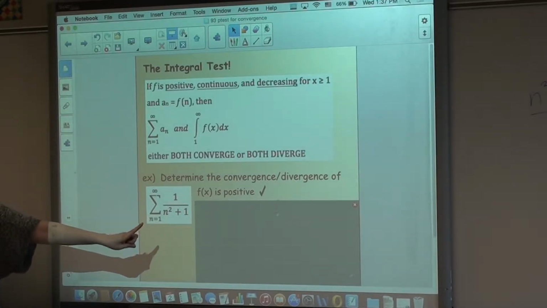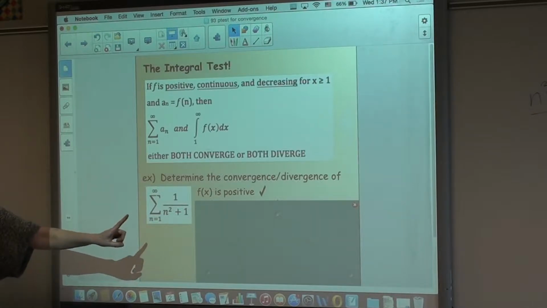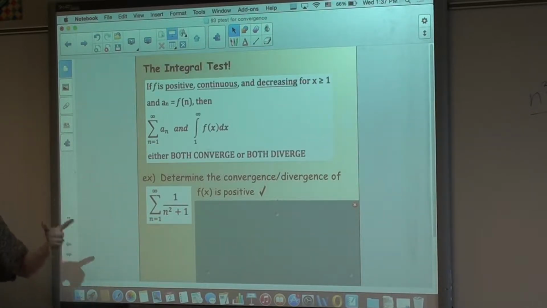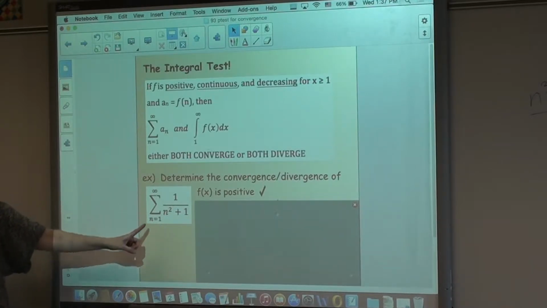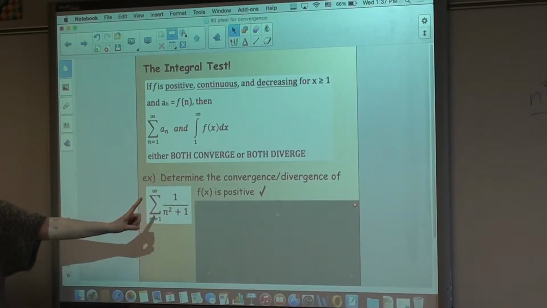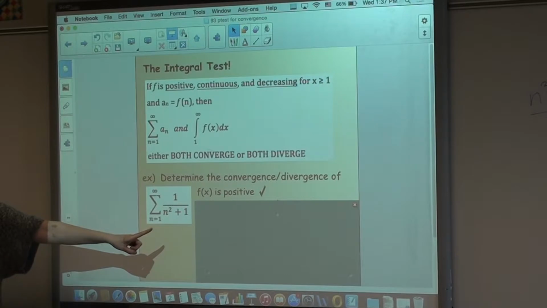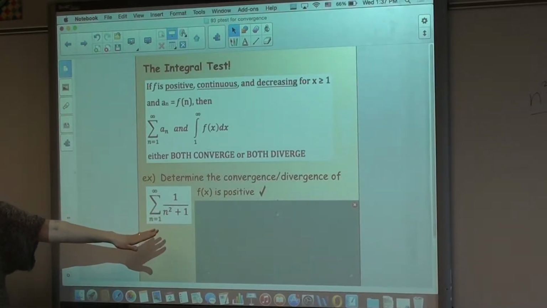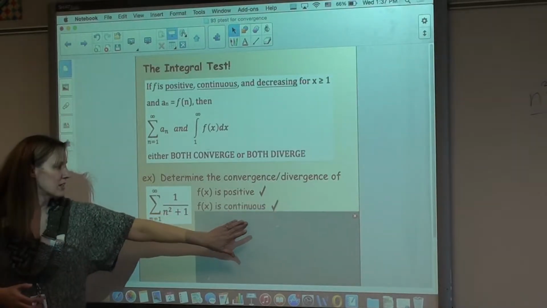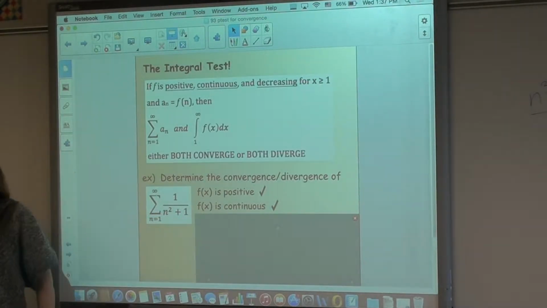The next thing we have to check is if the function is continuous. When you're checking to see if it's continuous, you're really asking yourself: is there any value of x in the integral from 1 to infinity that I could plug in and make this discontinuous? Make us either divide by 0 or have a negative under a root or something like that. So, is this ever discontinuous? No, this is always continuous. So f is continuous. Check.